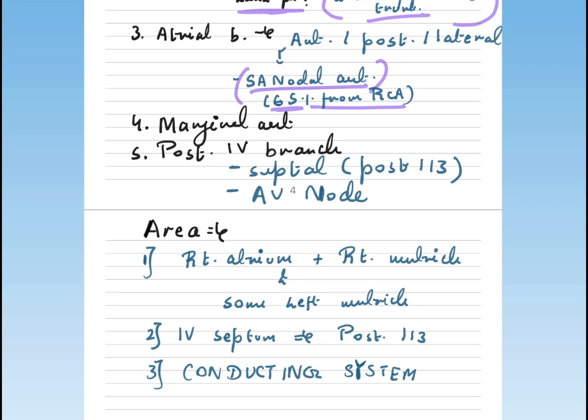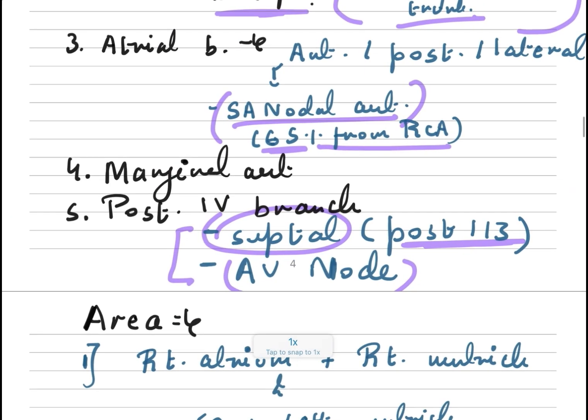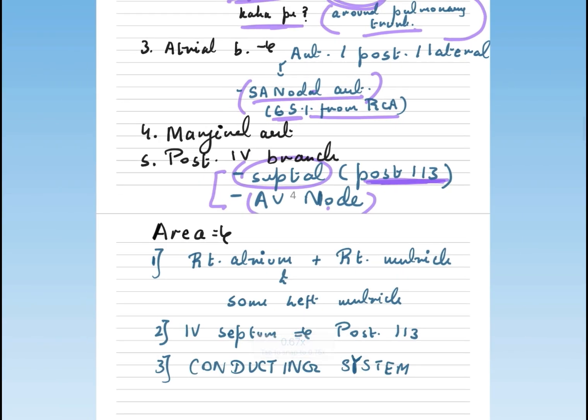Then the fourth branch will be the marginal artery, and the fifth branch will be the posterior interventricular branch. So posterior interventricular branch supplies two areas. That is the septal, which is the posterior one-third area of the septum, and then the AV node branch. So essentially we can see here that both the conduction system, that is the SA nodal artery and the AV nodal artery, are both supplied from the right coronary artery, and also the posterior one-third part of the interventricular septum.